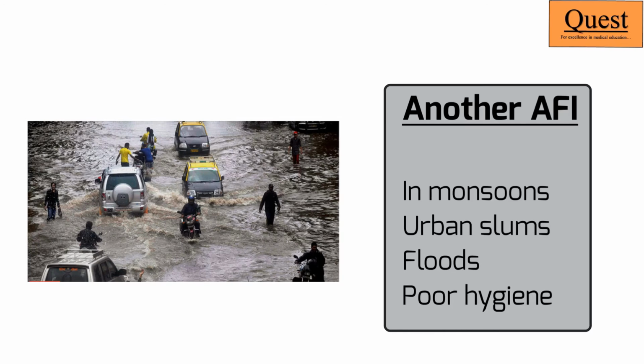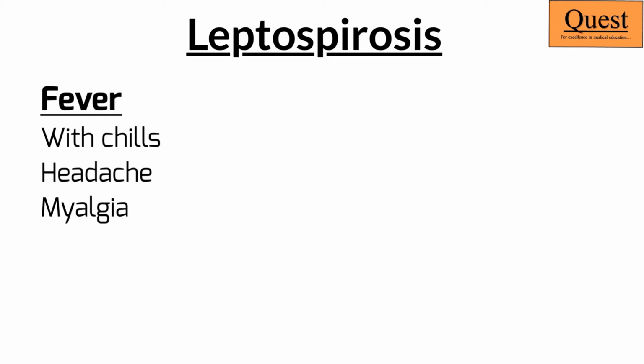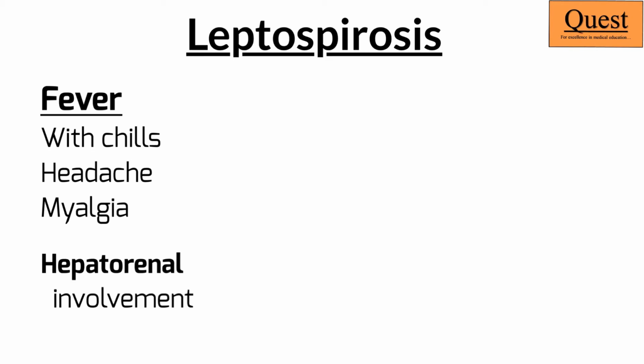Now apart from these vector-borne diseases of malaria, dengue and chikungunya, there is one more disease that comes very often with monsoons, especially in the urban slums and in those areas which have suffered from floods and have low hygiene. This is leptospirosis. Leptospirosis again comes with fever with chills. Patients can have headaches, very often have myalgias. They can also have renal involvement and liver involvement, which is in fact classical presentation of leptospirosis.